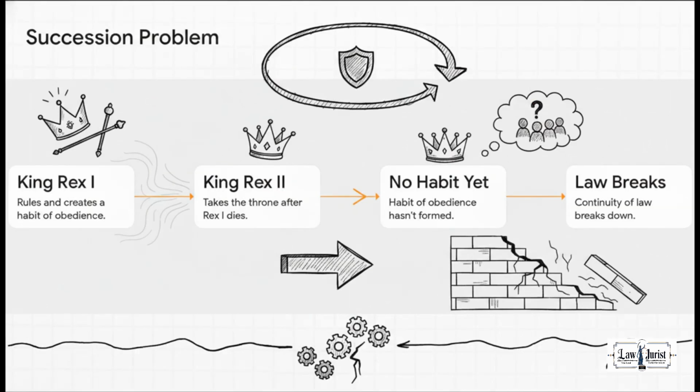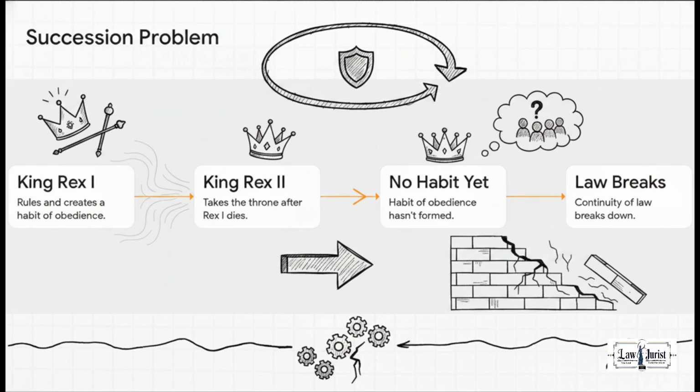And that brings us to the really famous Rex I to Rex II succession problem. This brilliantly proves that a mere habit of obedience cannot explain how a legal system survives the transition of power. Imagine a sovereign, let's call him King Rex I. Over time, society develops a habit of obeying his commands. Simple enough, right? But what happens the day Rex I dies and his successor, Rex II, takes the throne? On day one, Rex II hasn't established any habit of obedience with the public yet. So according to Austin's strict logic, because there's no habit, Rex II's orders aren't actually laws, and the entire continuity of the legal system just breaks down.